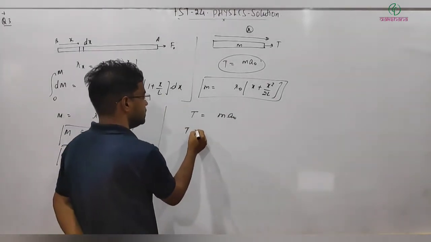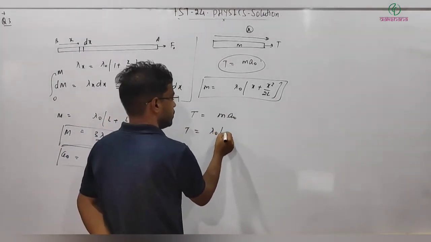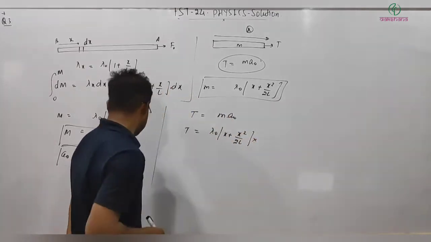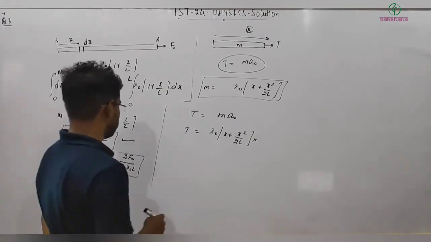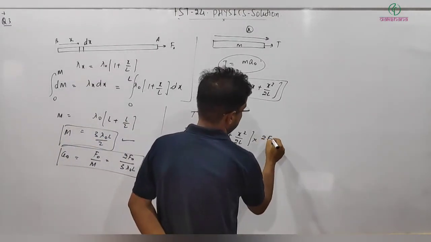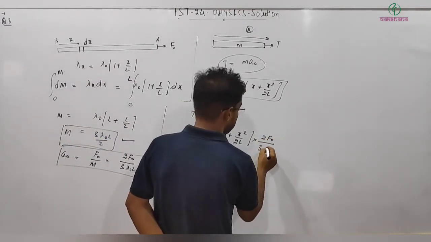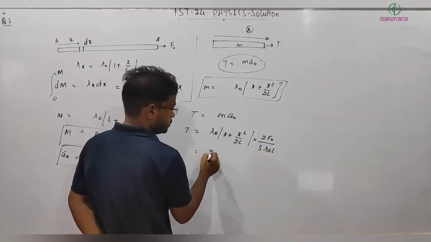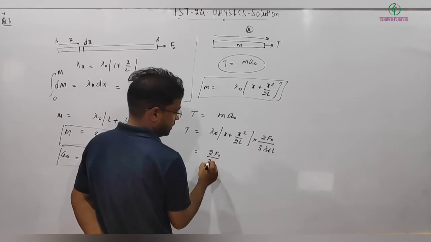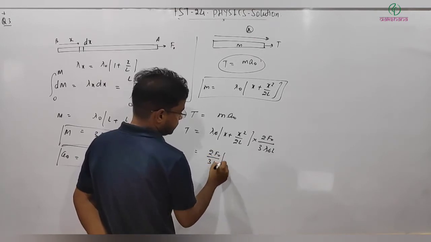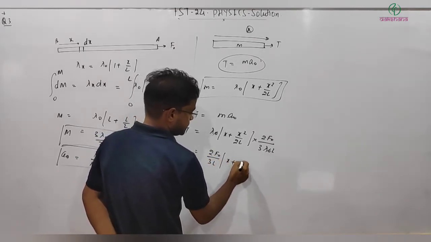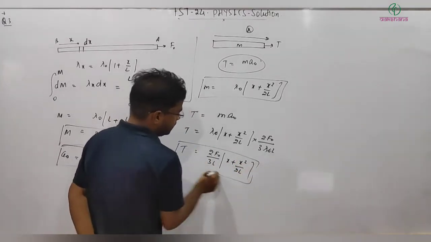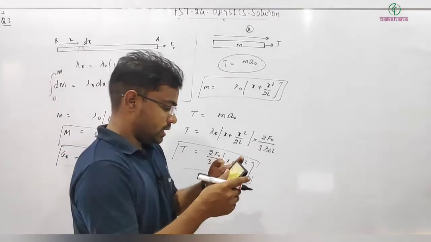Let me substitute. T is coming out to be lambda naught times x plus x square by 2 capital L, multiplied by a naught. This a naught is equal to 2 F naught divided by 3 lambda naught into L. This gets cancelled, and we are getting 2 F naught divided by 3L, then x plus x square by 2 times capital L. So we got the tension. What else is it asking?